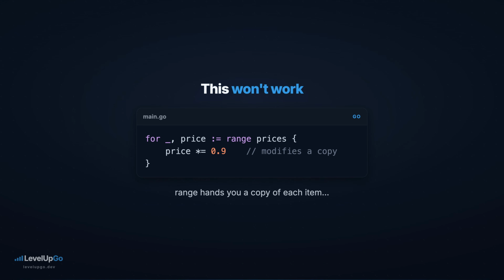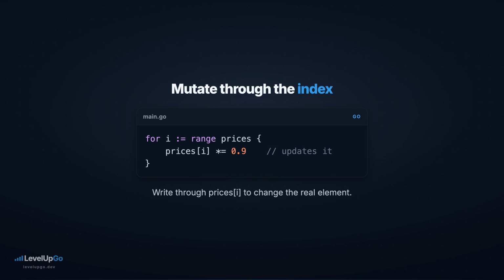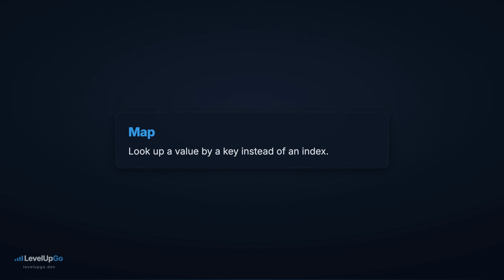And when you loop over a slice and you want to modify an item, so here we try to multiply price with 0.9. However, this won't work because the value that range gives back is a copy. If you actually want to mutate the element in that slice, you have to use the index and update it that way.